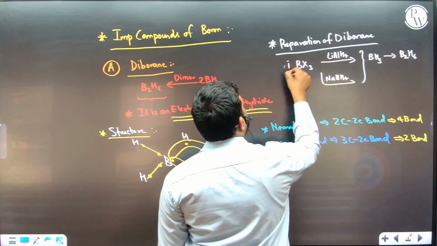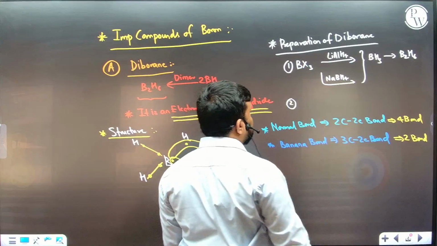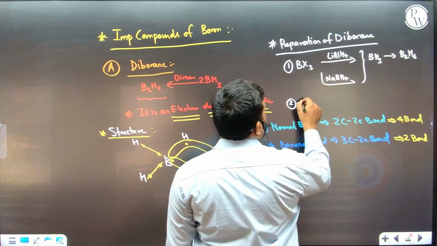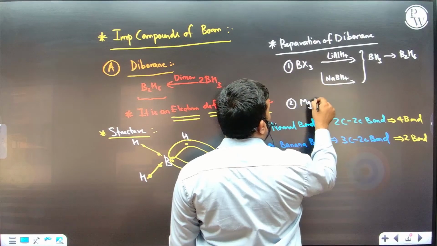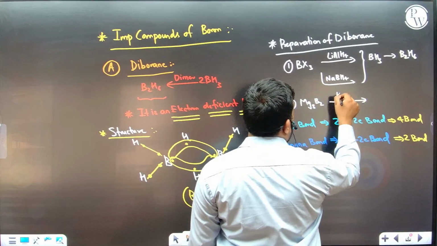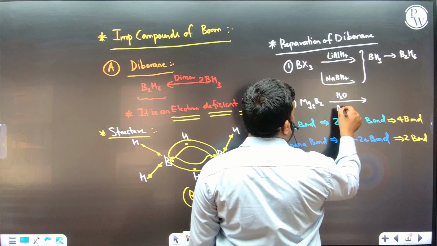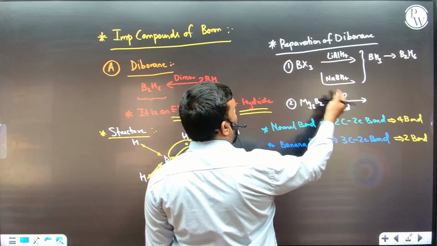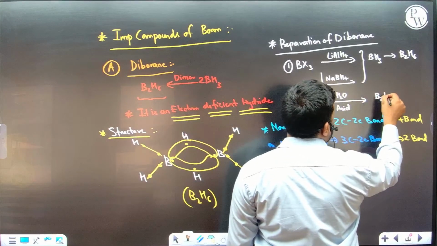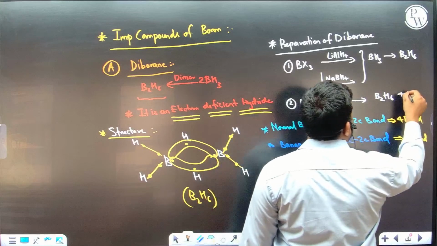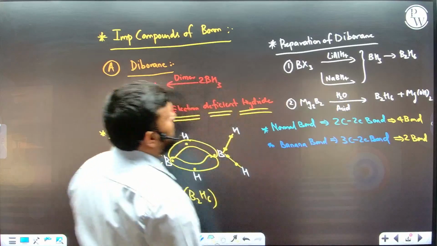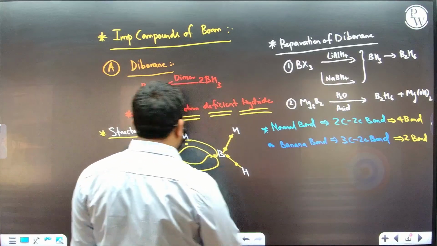Also one more method is there, that is nothing but hydrolysis. The hydrolysis of Mg3B2. If you are reacting Mg3B2 with any acid or simply with water, the H2O will provide H plus or the acid will provide H plus, and you will get B2H6 over here plus Mg(OH)2. So you can understand that these are the methods of preparation of diborane.